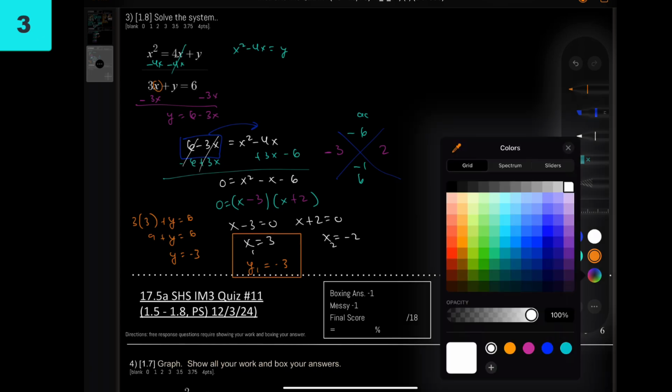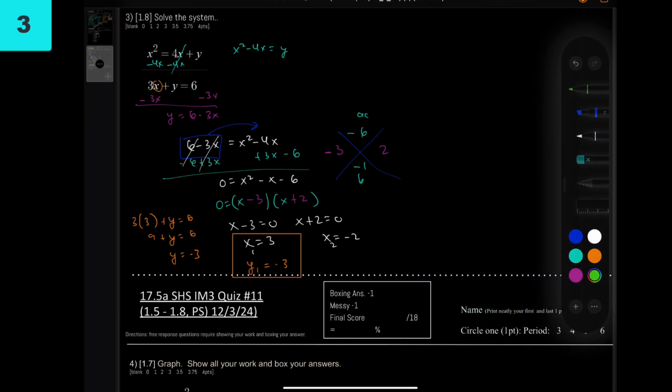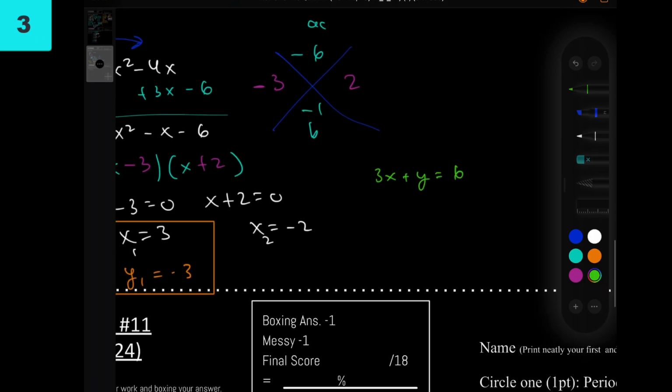Okay. This side, we can do the same thing. I'm going to put 3x plus y equals 6. I'm going to put in the -2. Y equals 12.